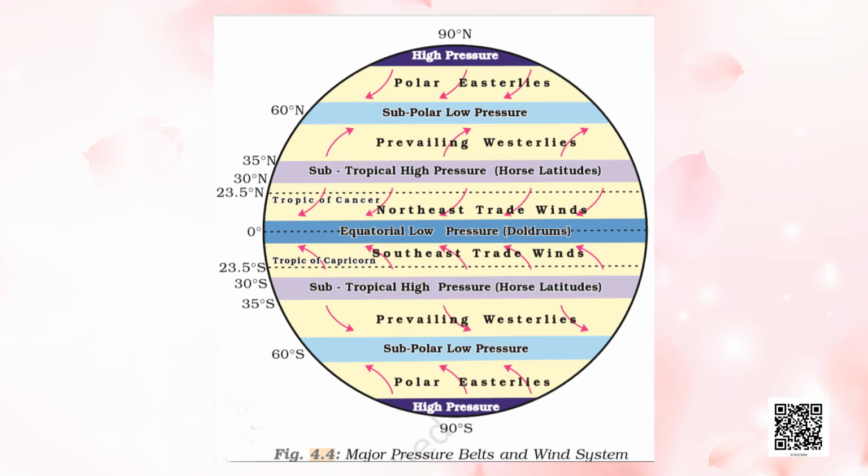Here you see the yellow portion between 0 degree to 23.5 degree north and 0 degree to 23.5 degree south. In this area, you see the northeast trade wind and southeast trade wind. After this, from 35 degrees south to 60 degrees south and 35 degrees north to 60 degrees north, there is the prevailing westerlies wind. From 60 degrees north to 90 degrees north and 60 degrees south to 90 degrees south, you see the polar easterlies wind. So students, winds can be classified into broadly three types.